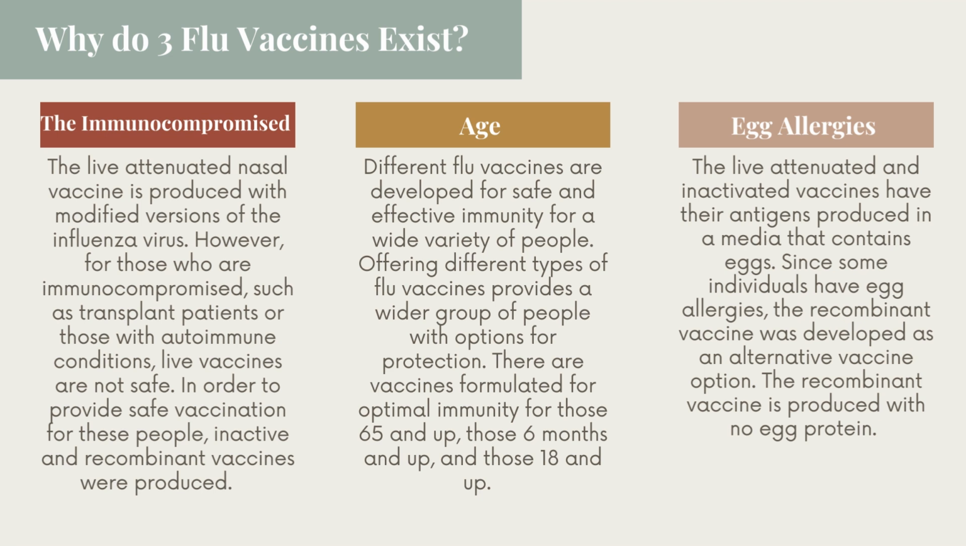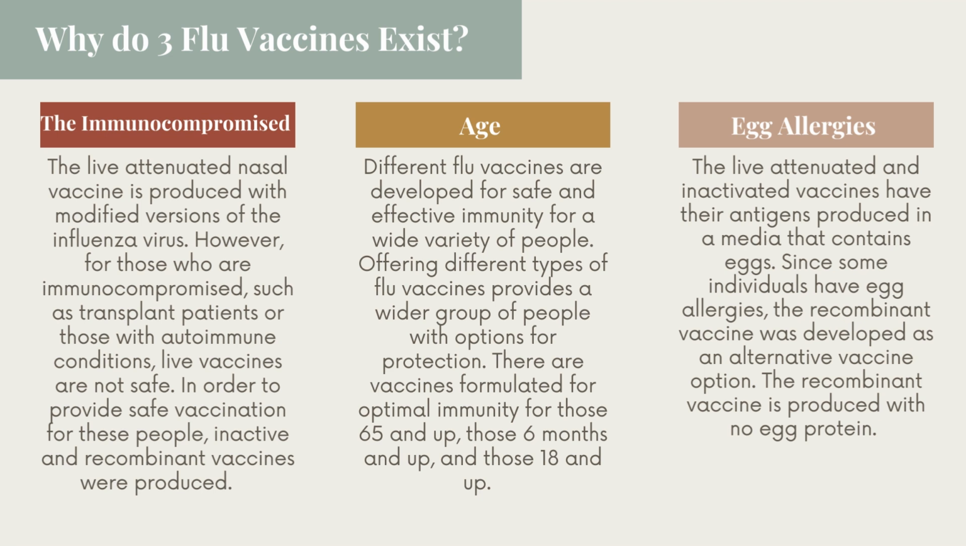The next reason is age. Different flu vaccines are developed for safe and effective immunity for a wide variety of people. Offering different types of a flu vaccine provides a wider group of people with options for protection. There are vaccines formulated for optimal immunity for those 65 and up, those 6 months and up, and those 18 and up.